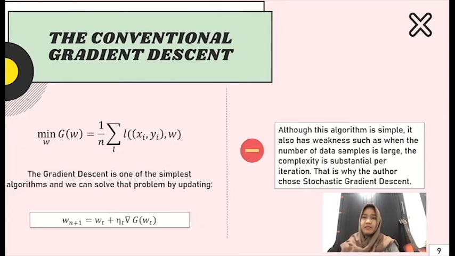Although this algorithm is simple, it also has a weakness: when the number of data samples is large, the complexity is substantial per iteration. That is why the author chose stochastic gradient descent.